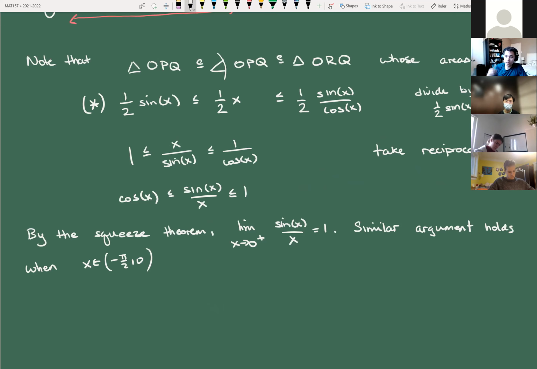This time, though, when you divide by 1/2 sine x, you're going to divide by a negative number. So your inequalities are going to flip. Then you take the reciprocal, so it flips back. And what you're going to get is that this double star relationship is true, except all the less than or equal to signs are flipped with greater than or equal to signs. But you don't care because the squeeze theorem is still true, right? So basically, when you redraw this picture and you do it for x in negative pi over 2 to 0, double star here is going to be exactly the same, except, well, let's call it triple star. Triple star will be exactly the same, except all the inequalities will be flipped, but that doesn't matter because the squeeze theorem still applies, right?